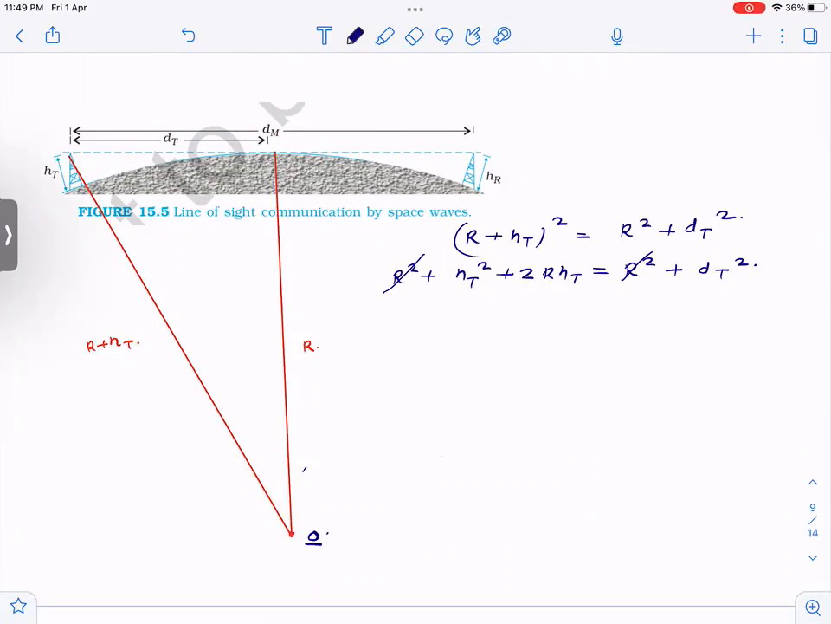How much will the height of an antenna be? How much? You see many antennas, right? How much height can they have? Maximum it is 400 meters, 500 meters, right? That is also very high. So this we can neglect as compared to the other term.